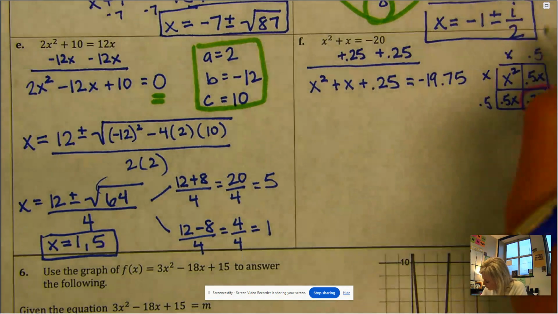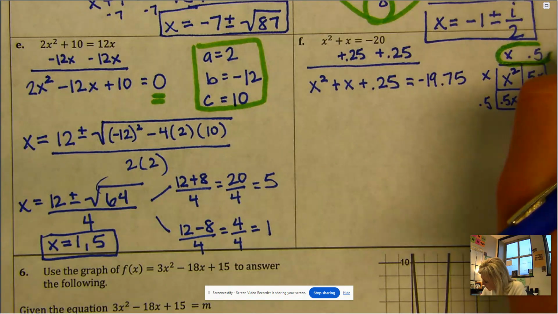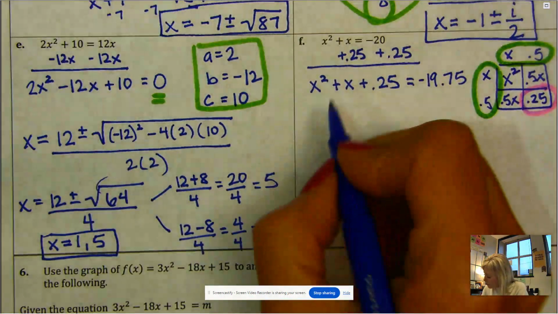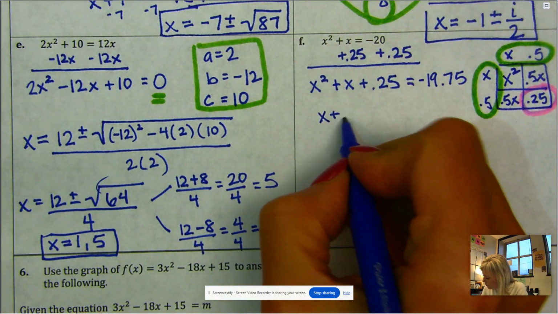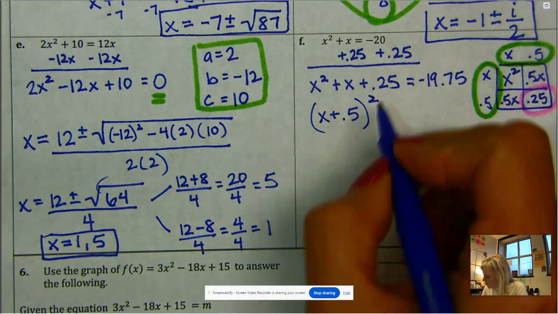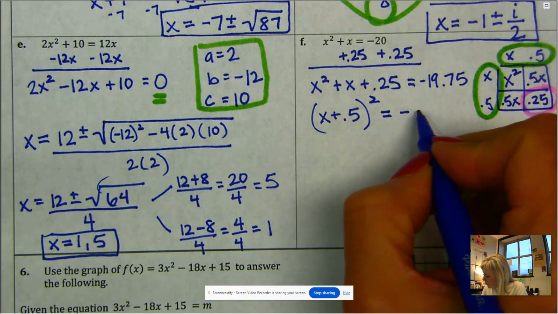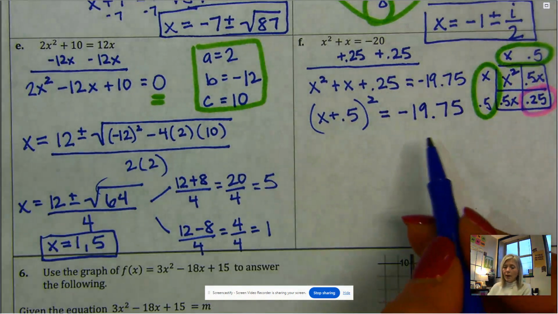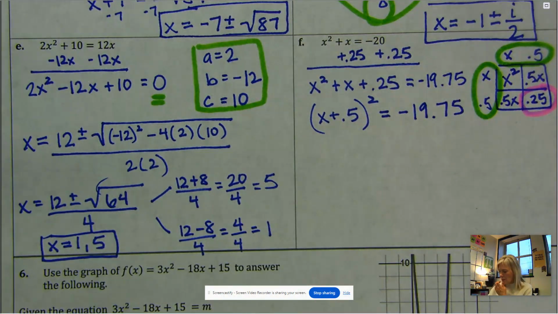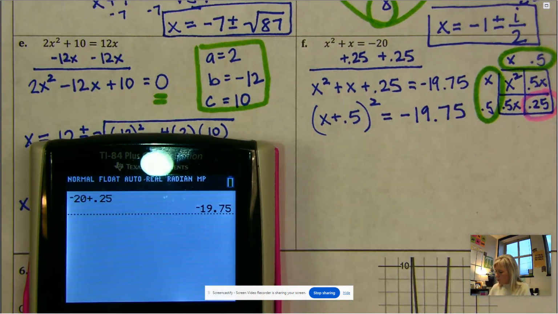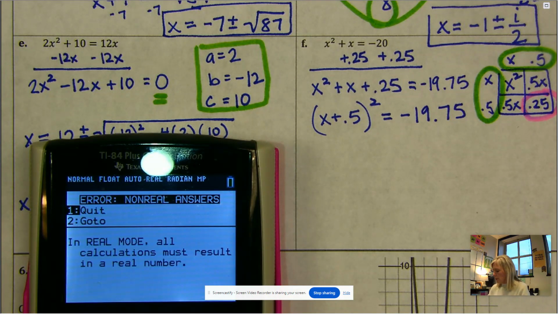I'm going to write the left side in factored form as x plus 0.5 squared, since it's on both sides, equals negative 19.75. Now I know I'm going to have complex solutions. And just because I'm not familiar with that number, I'm going to double check. Does it have a whole number square root? I feel like it doesn't, but oh shoot.